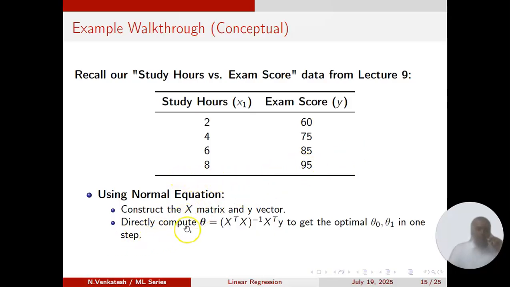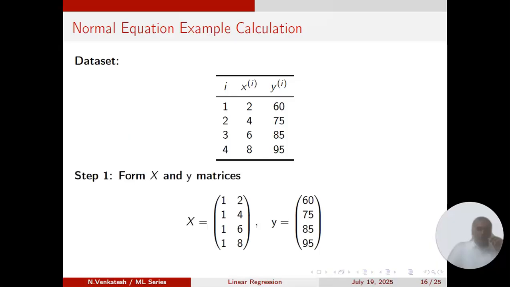So we can directly compute theta by using this equation, (X transpose X) inverse into X transpose y. First we'll consider this X, so we will be adding ones. These are the theta naught coefficients, these are theta 1 coefficients. So 1, 2 corresponds to the first training example, 1, 4 corresponds to the second training example, 1, 6 third training example, 1, 8 fourth training example, and the respective exam scores are your y.